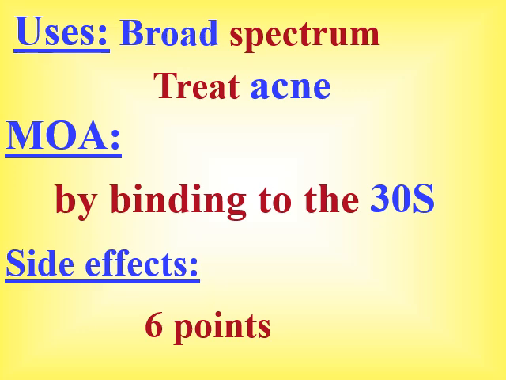What is the mechanism of action of tetracycline? Tetracyclines are specific inhibitors of bacterial protein biosynthesis. How do they inhibit the bacterial protein biosynthesis? By binding to the 30S ribosomal subunit. This is the mechanism of action of a tetracycline.